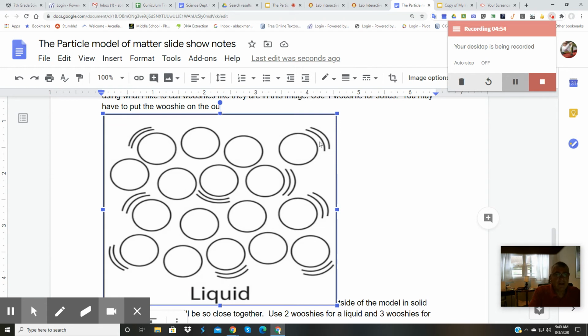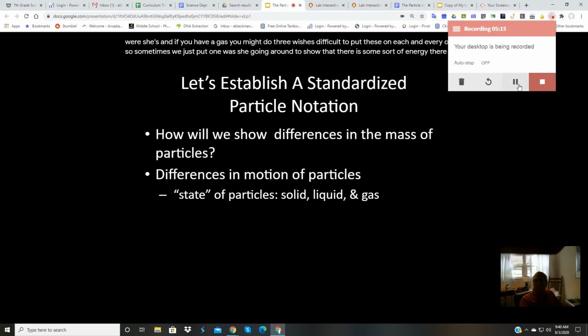If you have a solid, you want to make sure that you're doing one whooshy. If you have a liquid, you might do two whooshies. And if you have a gas, you might do three whooshies. In a solid, though, it's going to be kind of difficult to put these on each and every one. So sometimes we just put one whooshy going around to show that there is some sort of energy there.